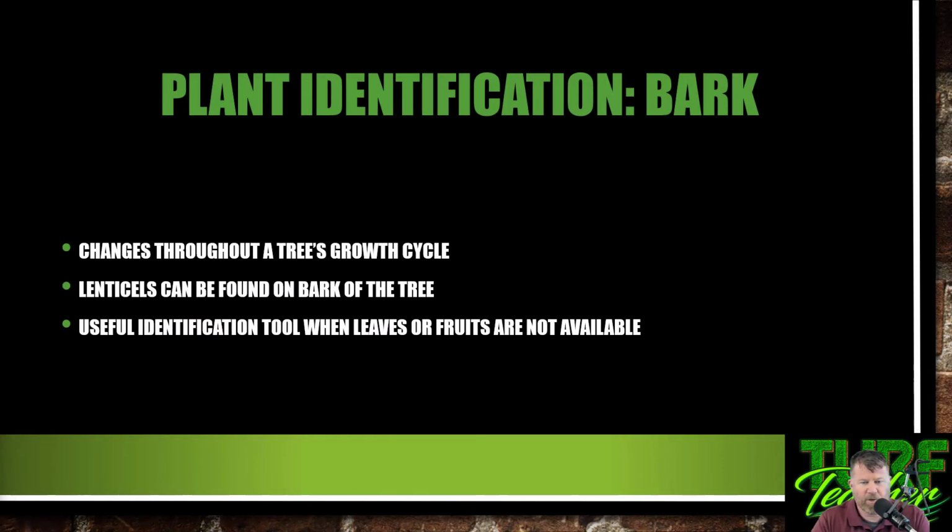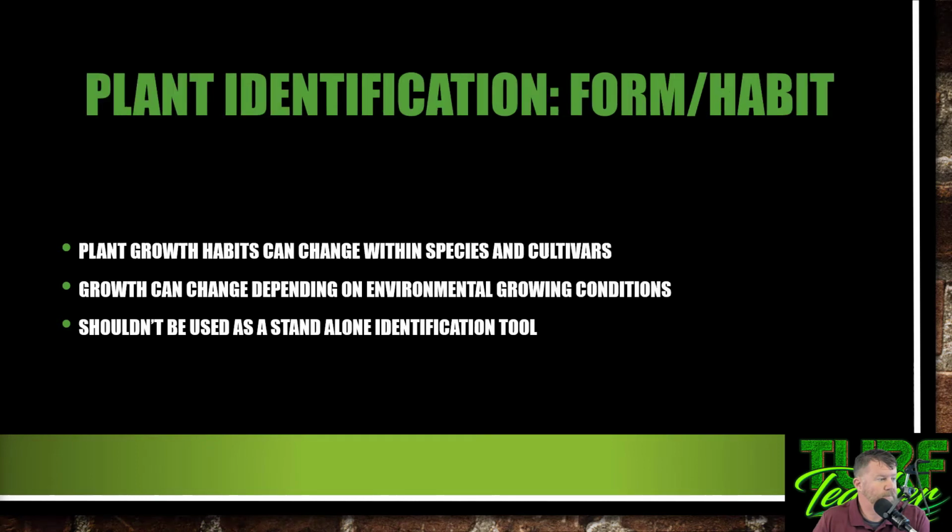Bark changes throughout a tree's growth cycle. Lenticels can be found on the bark of the tree, and it's a useful identification tool when leaves or fruits are not available. And then the form and habit. Plant growth habits can change within species and cultivars, and the growth can change depending on environmental growing conditions, so it shouldn't be used as a standalone identification tool.